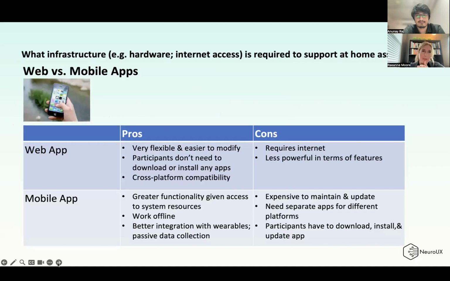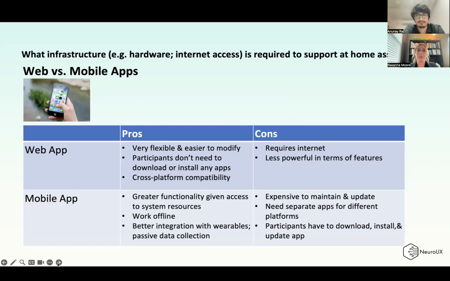Now, when we think about infrastructure that's required to support home assessments, I want to take a moment to talk about web versus mobile apps. So the pros and cons of having a web app. I love web apps because they're so flexible and easy to modify. You can have the survey and the mobile cognitive test just pushed out via text or WhatsApp to their phones, and they just click on a link and are able to complete it.